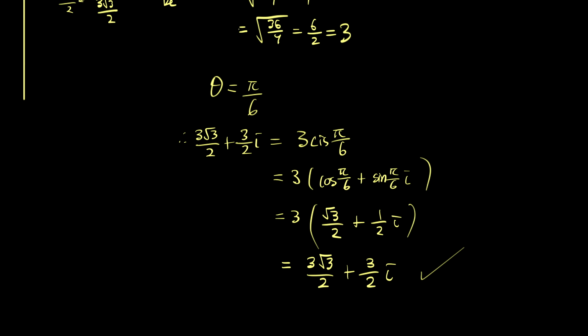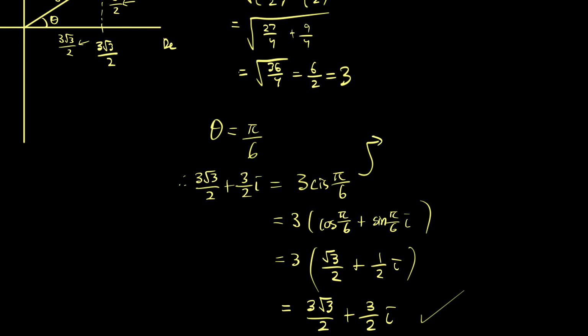And if you were to write this in Euler's form, it's very simple as well. You would just get 3e to the i pi over 6. And you have to know how to recognize this form, but it's not very often used. Just always use polar form, because it is the goated formula.